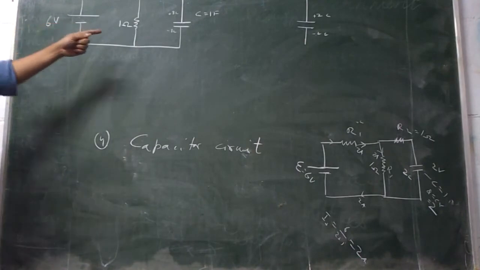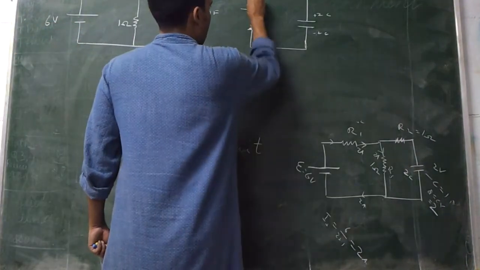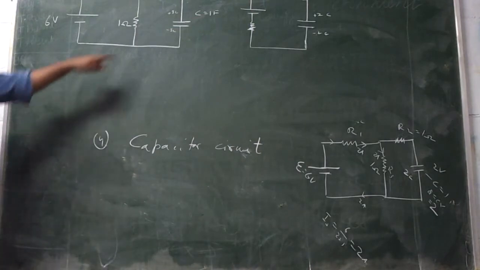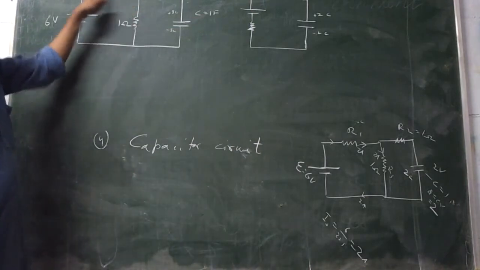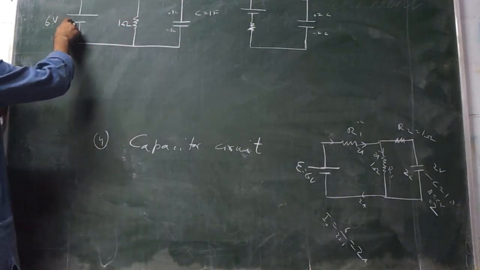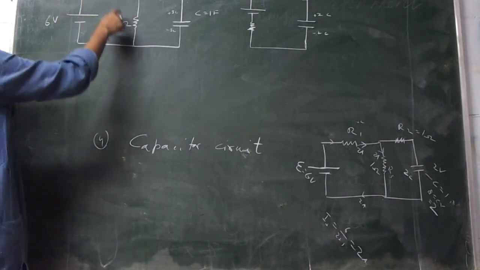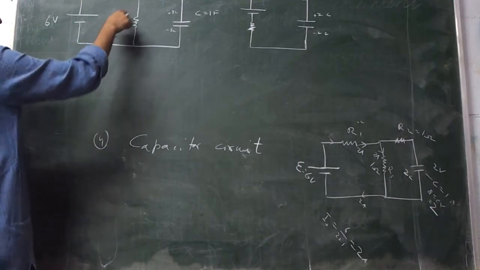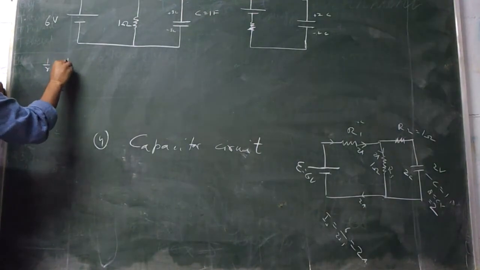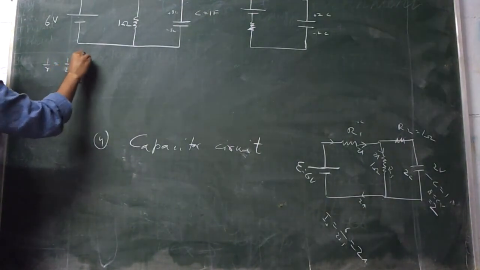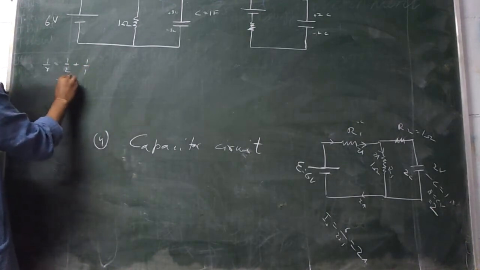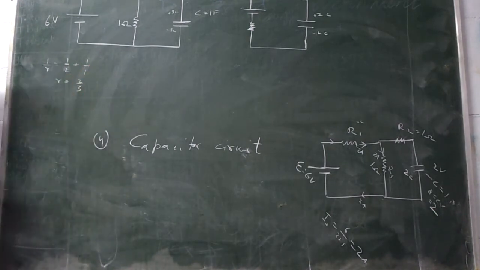Now the whole circuit is obviously equivalent to that circuit. Why? We can always make this a single battery. When we make this part a single battery and a single resistance, there is a 6 volt battery with 2 ohm internal resistance and a 0 volt battery with 1 ohm internal resistance. So 1 by R is equal to 1 by 2 plus 1 by 1. Hence it is 3 by 2. So R is equal to 2 by 3.